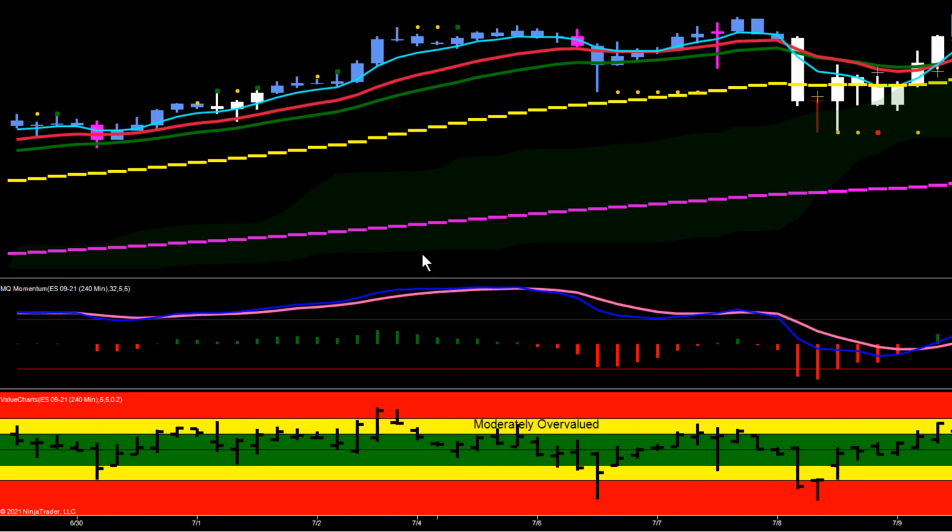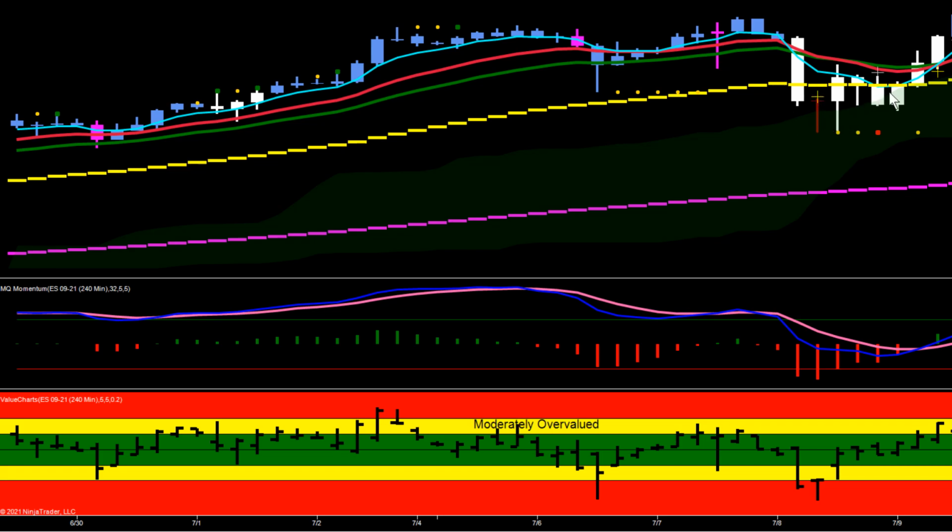You can see that we were in an uptrend, and then last week on the 240s we actually broke the uptrend. We broke below this previous pivot low with a new pivot low. In order to go from an uptrend to a downtrend, we needed to put in a lower high. Well, we didn't do that.